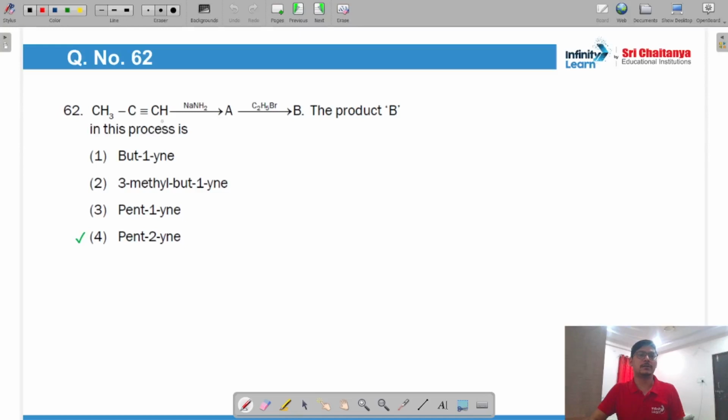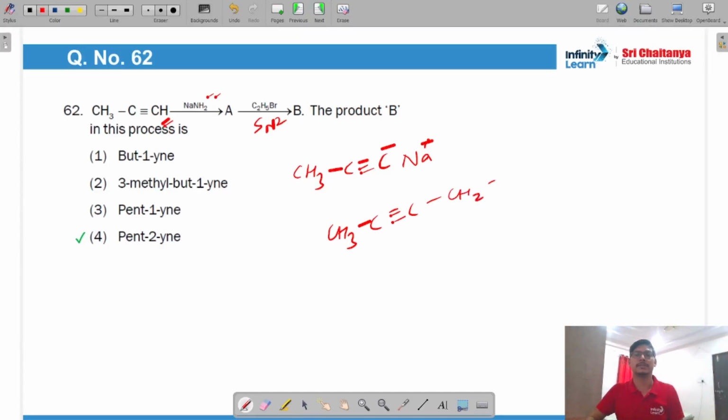This is a terminal alkyne. NaNH2 is a strong base, so it will be an acid-base reaction. This would be C minus Na plus, a nucleophile, and this would be an SN2 reaction, right? Nucleophilic substitution reaction. So wherein when this attacks the bromoethane, you will get this, right? So this is pent-2-yne, an alkyne, a substituted alkyne.